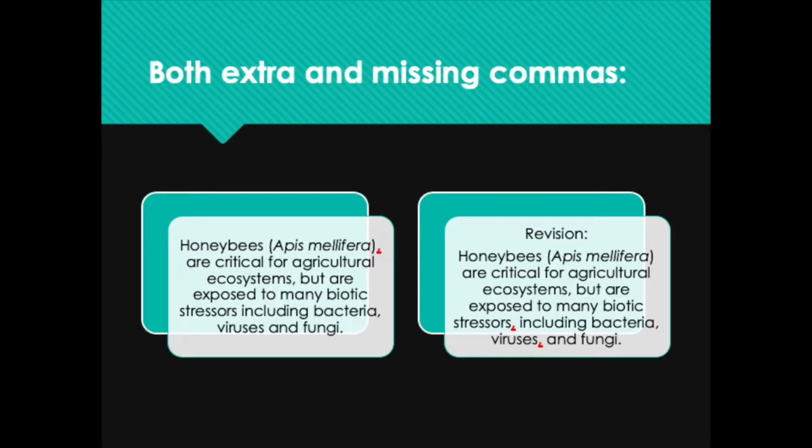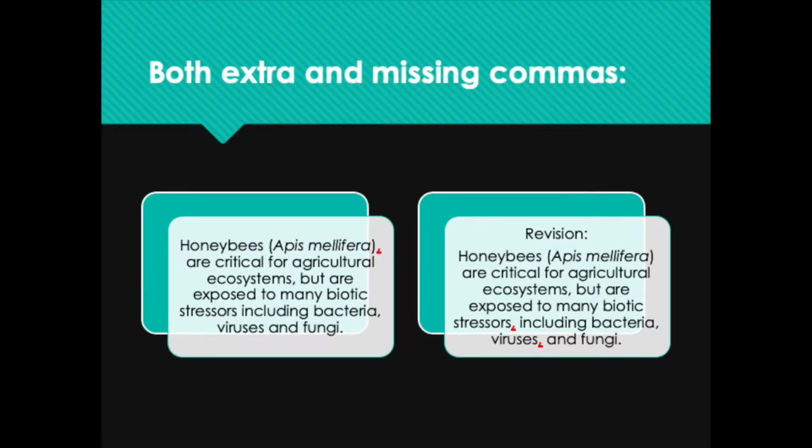Here's an example of a sentence that has both extra commas and missing commas. So honeybees, Apis mellifera, comma, are critical for agricultural ecosystems, but are exposed to many biotic stressors, including bacteria, viruses, and fungi. And I read that as if the commas were there. They should be, but they're not. So the first comma is not necessary. Just say honeybees are critical for agricultural ecosystems. There's no reason to pause and say honeybees, are critical for agricultural ecosystems. That's not how we should do it.